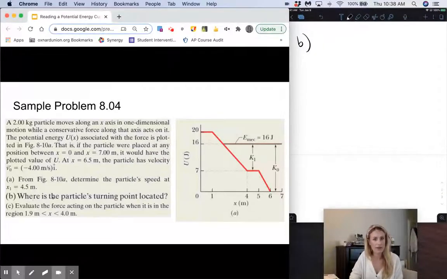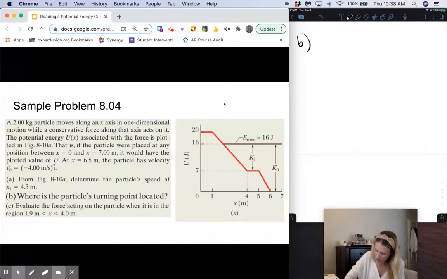All right, so for part B, it says, where is the particle's turning point located? So we can see that this is our turning point right here, but look, it's not an easy answer. So we're going to have to use a different approach to find our turning point. What we're going to do is use like triangles.